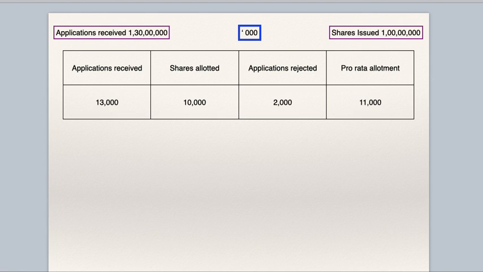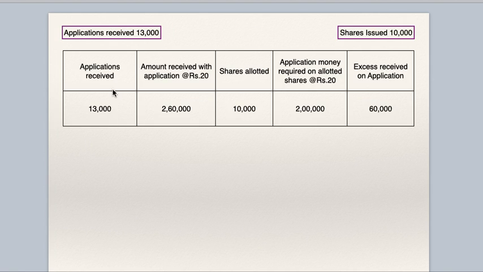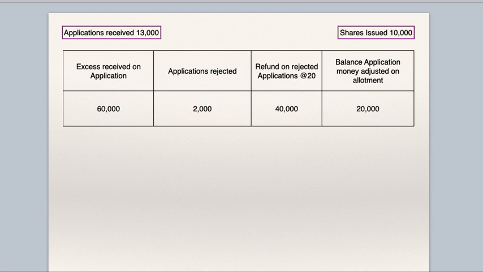Rupees in thousand for easy calculations. Applications received 13,000, shares issued 10,000. Amount received with application is 13,000 into 20, 2,60,000. But application money required on 10,000 shares allotted is 10,000 into 20, 2 lakhs. 2,60,000 minus 2,00,000, they have received excess on application. Now how this excess is to be adjusted, that we'll see now.